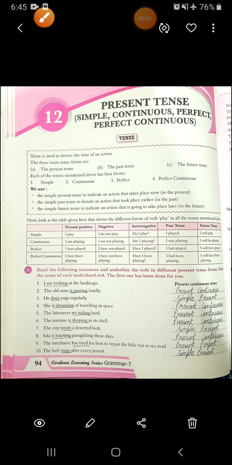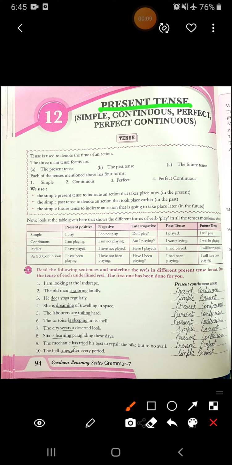Hello, class 7. This is your chapter number 12 in your grammar books. Present tense, where we will see all the parts of present tense, that is simple present tense, continuous present tense, present perfect tense, and present perfect continuous tense. We will see all the four.